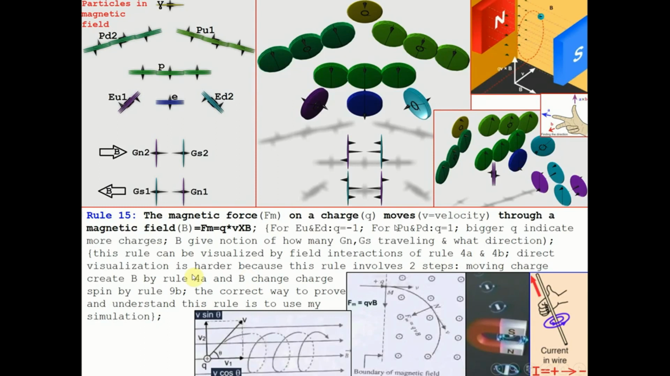But direct visualization is harder because it involves two steps. Because a moving charge creates a magnetic field by rule 4a, and a magnetic field will change the charge spin by rule 9b. Therefore, the correct way to prove and understand this rule is to use my simulation.